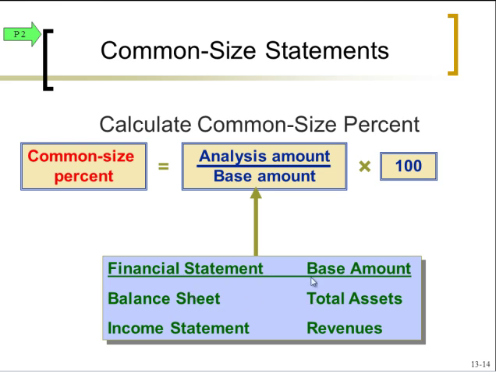But what we have to look at first is the base amounts we're going to use. For the balance sheet, we're going to compare every piece of the balance sheet to total assets to find out what percent of the total was that line. For the income statement, it's always going to be compared to revenues. The percentage is going to be the analysis amount, which is whatever line item we're currently dealing with, divided by the base amount, which is one of these two items. Again, we want a percentage, so we multiply it by 100.